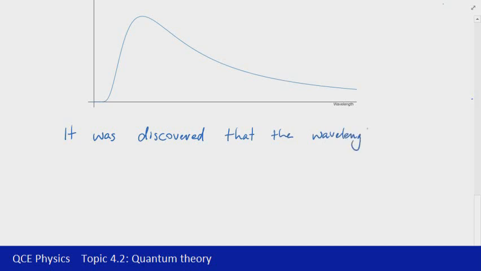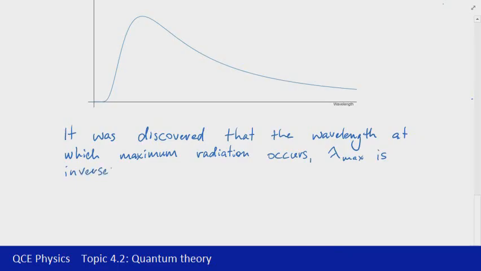So it was discovered that the wavelength at which maximum radiation occurs was related to the temperature, and that value that we'll use there is going to be lambda max. So it's not the maximum wavelength, it's the wavelength where maximum radiation occurs, and that was discovered to be inversely proportional to the temperature of the blackbody.